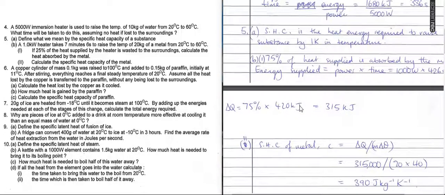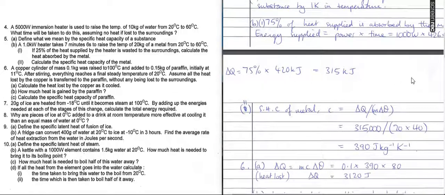So of that energy which is being supplied, that's the total energy being supplied, we now need to find what 75% of that energy is, and that is 315 kilojoules. So that is the amount of energy that is transferred to the metal, or absorbed by the metal.